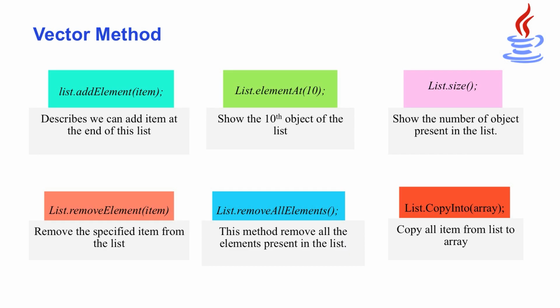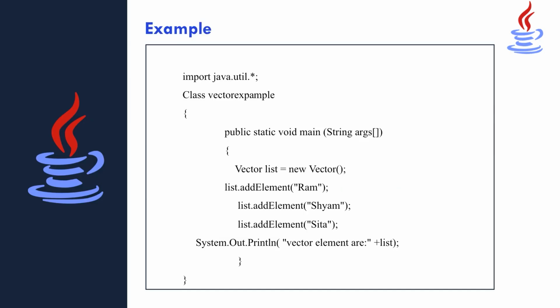Now I am going to show a program using a vector. Let us understand with the help of an example. Import java.util.*. As you know, the Vector class is contained in the java.util package. We can create a class in Java, class VectorExample. Public static void main. Here we can define a vector: Vector list is equal to new Vector.